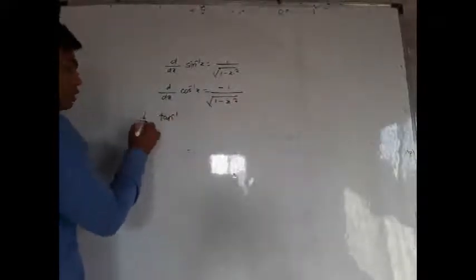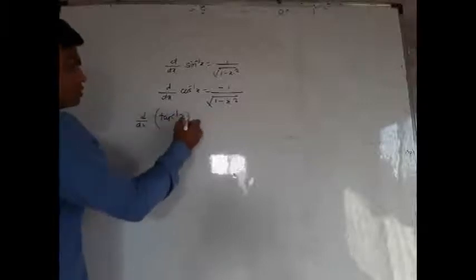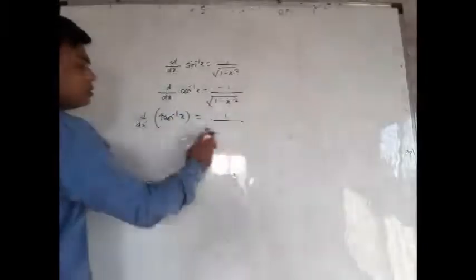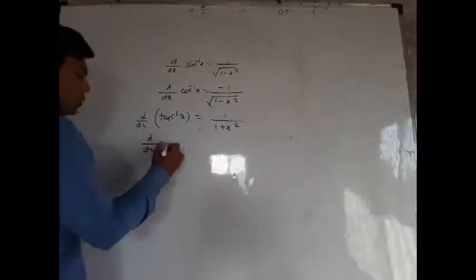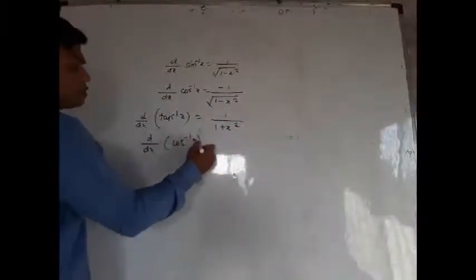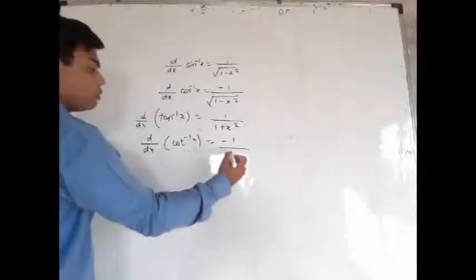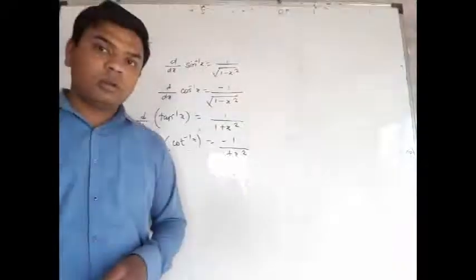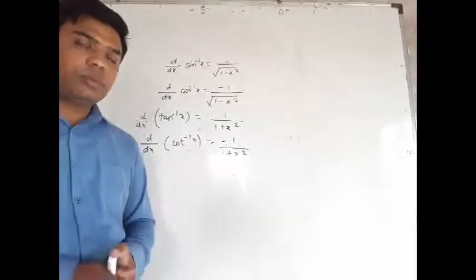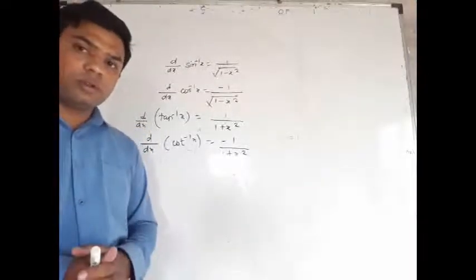The derivative d/dx of tan inverse of x is equal to 1 upon 1 plus x square, and d/dx of cot inverse of x is equal to minus 1 upon 1 plus x square. Like that we can solve some questions.